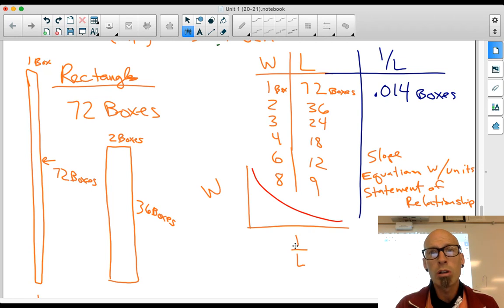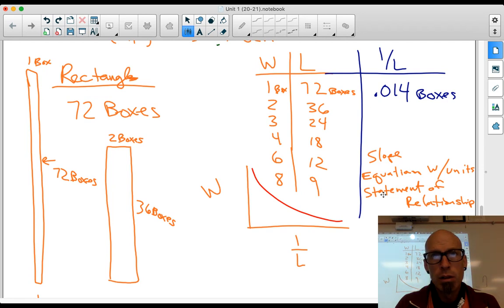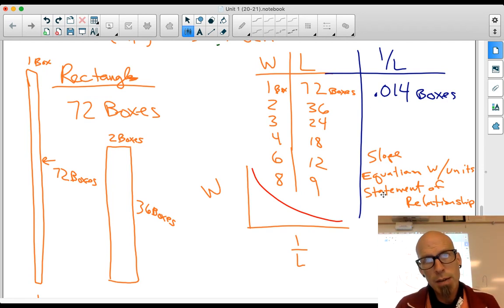So now it's no longer just L, it's 1 over L. You have to convert all of these from lengths to 1 over lengths, and then plot your widths with your new 1 over length variable. That's called the linearized graph, and that should be linear. From that graph, you can then write an equation by finding a slope and looking at the y-intercept. So do that now. I'm going to continue to discuss what we talked about that day.